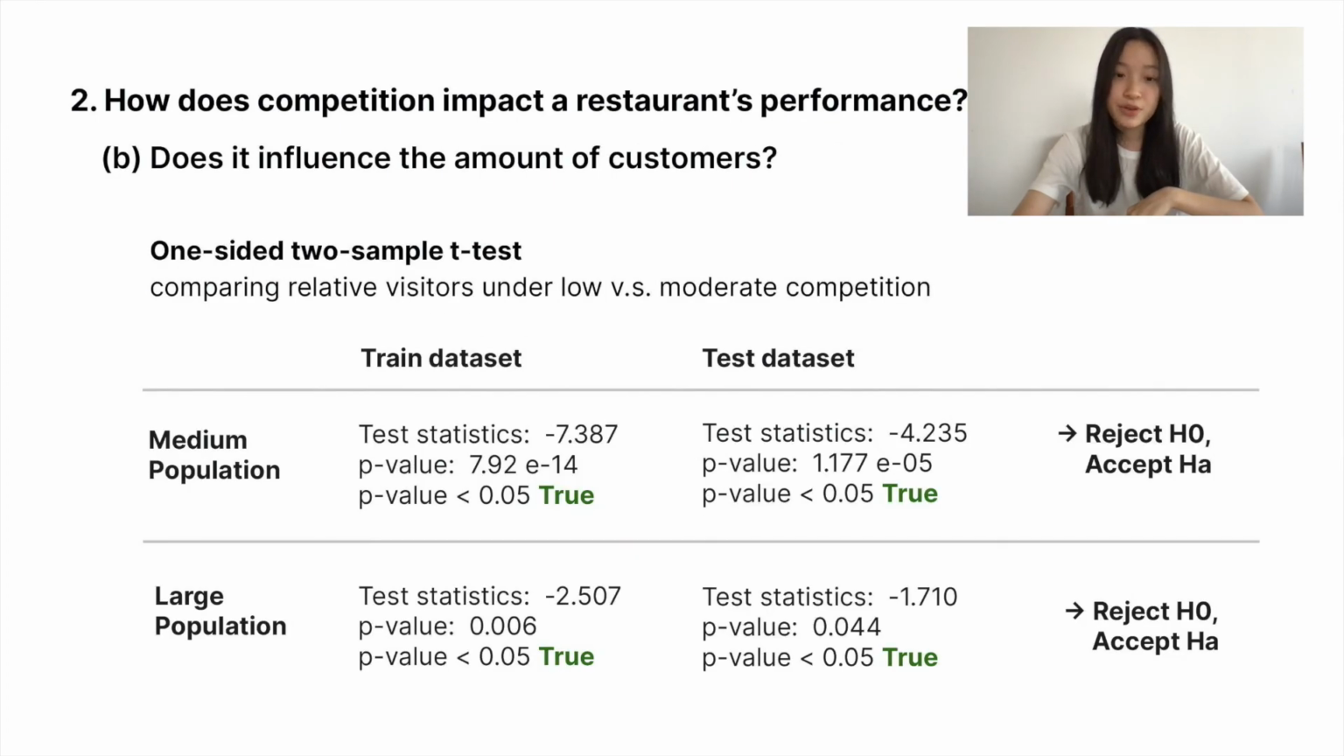We see that in both our training and testing data set, and for both counties with medium and large population size, the p-value is low enough for us to reject the null hypothesis. Therefore, we conclude that moderate competition is indeed helpful for gaining more visitors than having little to no competition.